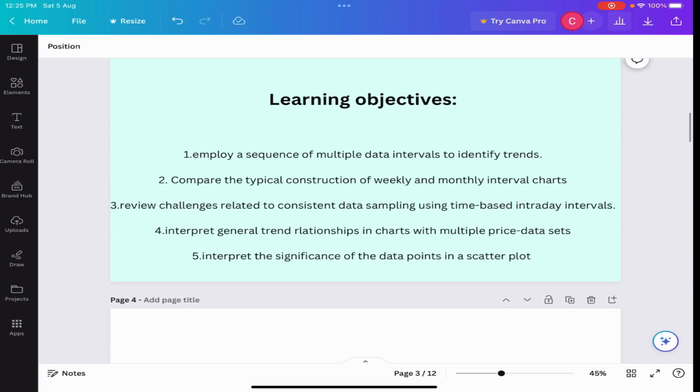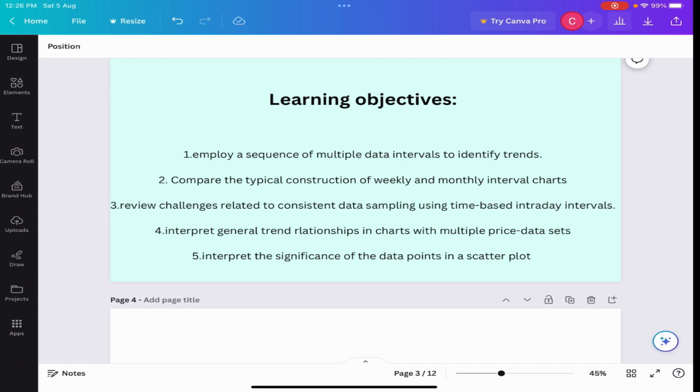Let's see the learning objectives of this chapter. Employ a sequence of multiple data intervals to identify trends. So we are going to see how to do multiple time frame analysis. Compare the typical construction of weekly and monthly interval charts. We are going to see how they are constructed. Review challenges related to consistent data sampling using time-based intraday intervals. We are going to also see the lower time frames.